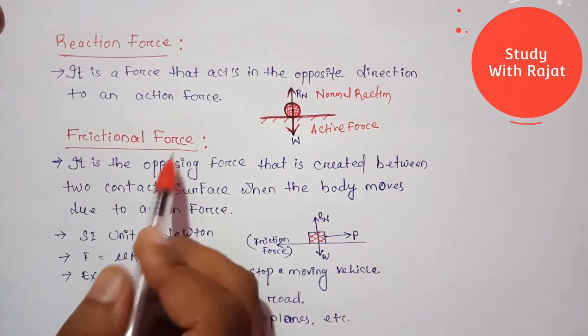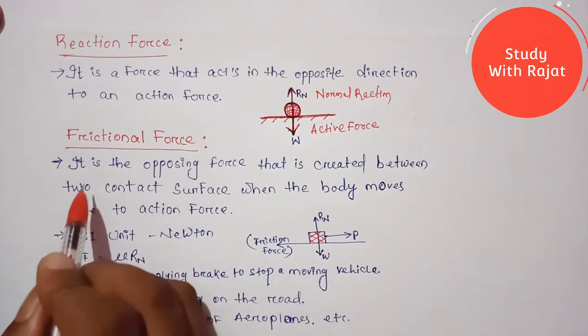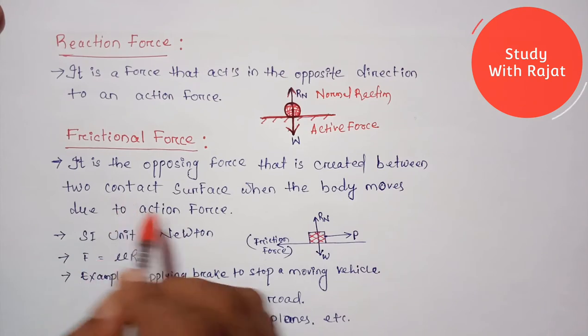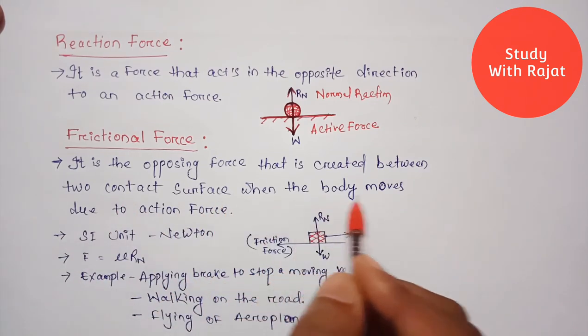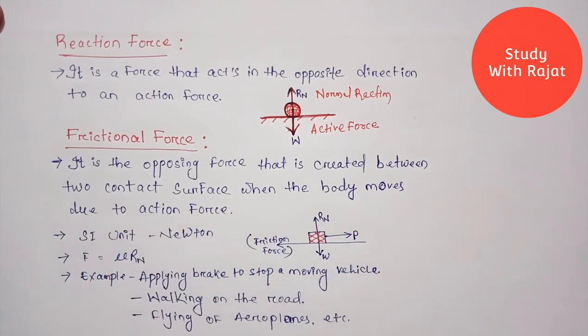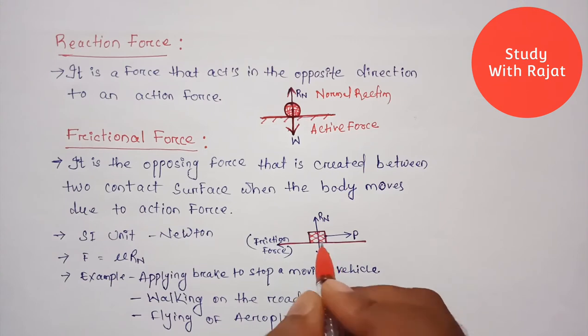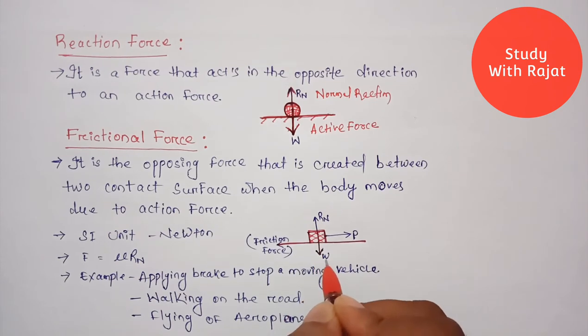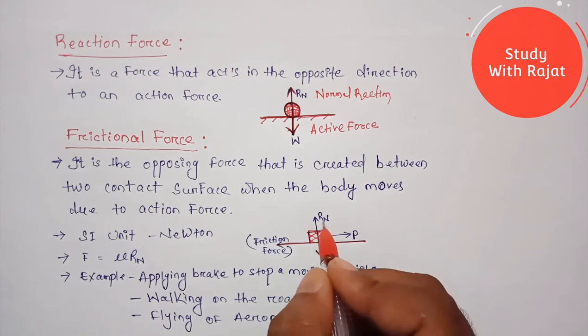Next is our frictional force. So what is frictional force? It is the opposing force that is created between two contact surfaces when the body moves due to the action force. So always remember, if there is a body, then there will be a weight force known as W. If there is a weight force, we can say this is the action force, then there should be a reaction, known as Rn.